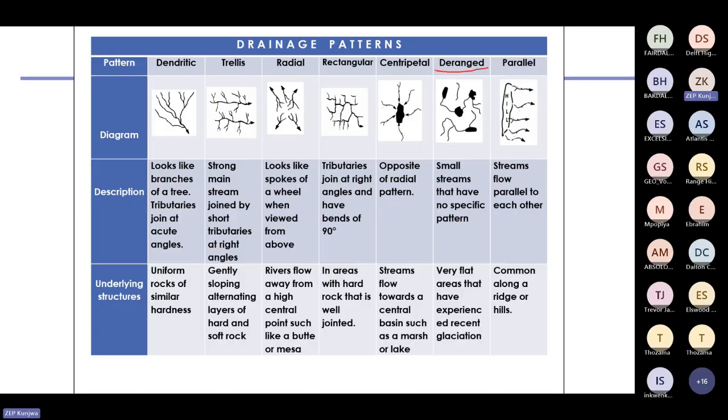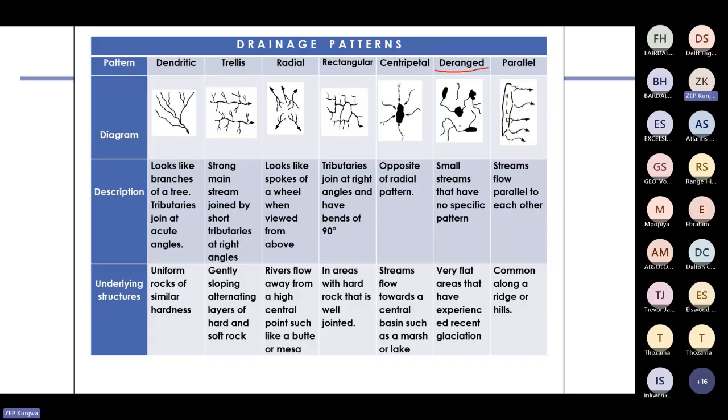The deranged pattern has got another name that I think I'd like you to note down. It's called the irregular pattern. I know some other textbooks will have that word there. And then this one is found in the lower course. The slope where this river system is happening is a very flat slope.